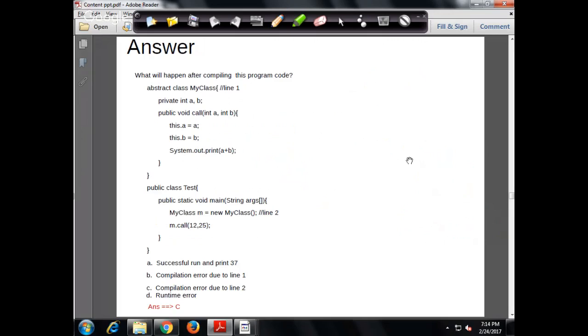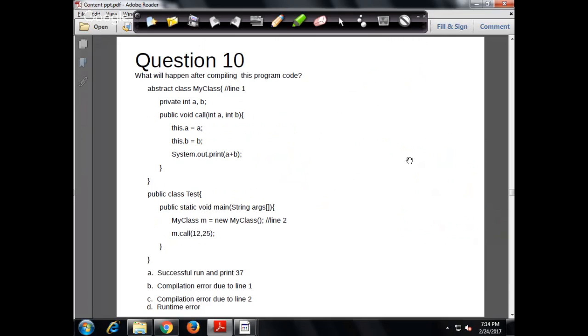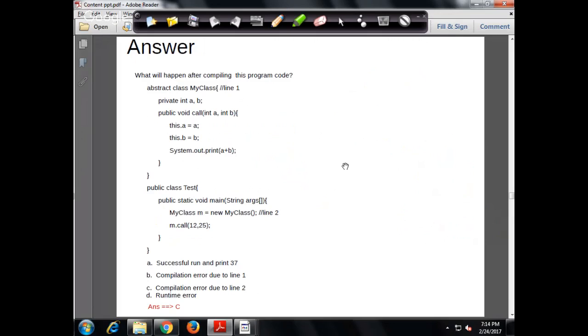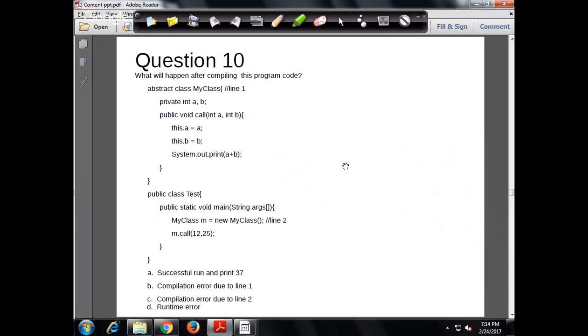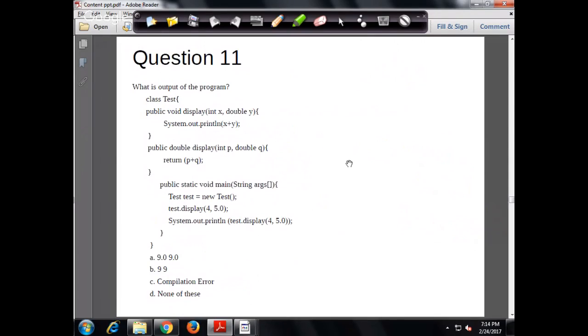Okay, guys, we are now moving to the next question. This is question number 10. Okay, here's the next question, question number 11. I request you to write the question number while you're answering. Write the question number and then write the option. That will help in clearing out which question you are answering.